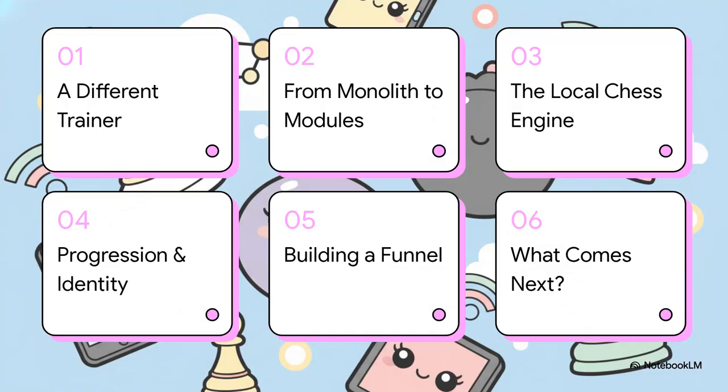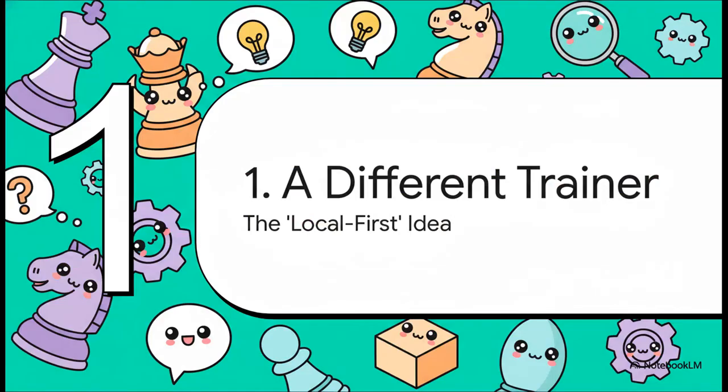All right, so here's the game plan. We're going to trace the life of this app through 6 key stages. First, what makes it a different kind of trainer? Then, how it went from this big, messy file to a clean, modular system. We'll look at its local first chess engine, how they added things like progression to make it addictive, and then how they built a funnel to get new users. And finally, we'll wrap up with what's coming next. Okay, let's get into it.